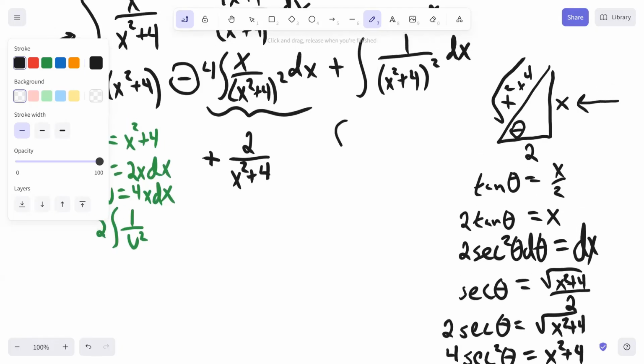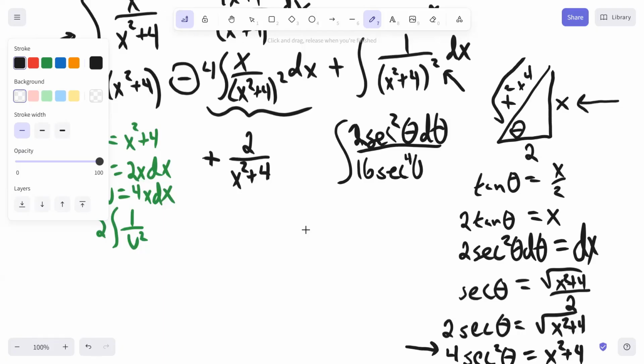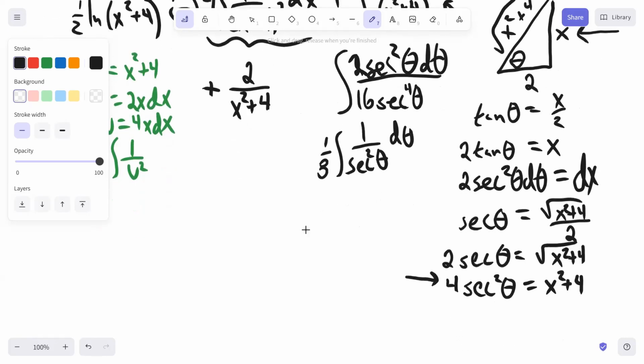Then I just substitute everything I have. The dx is 2 secant squared theta d theta. And the x squared plus 4 is 4 secant squared theta. But that quantity is being squared, so this actually is going to be 16 secant to the 4th theta. Simplifying that, I would have a 1/8 factored out, and then 1 over secant squared theta d theta. Now, secant is the reciprocal of cosine, so this is 1/8 cosine squared theta d theta.